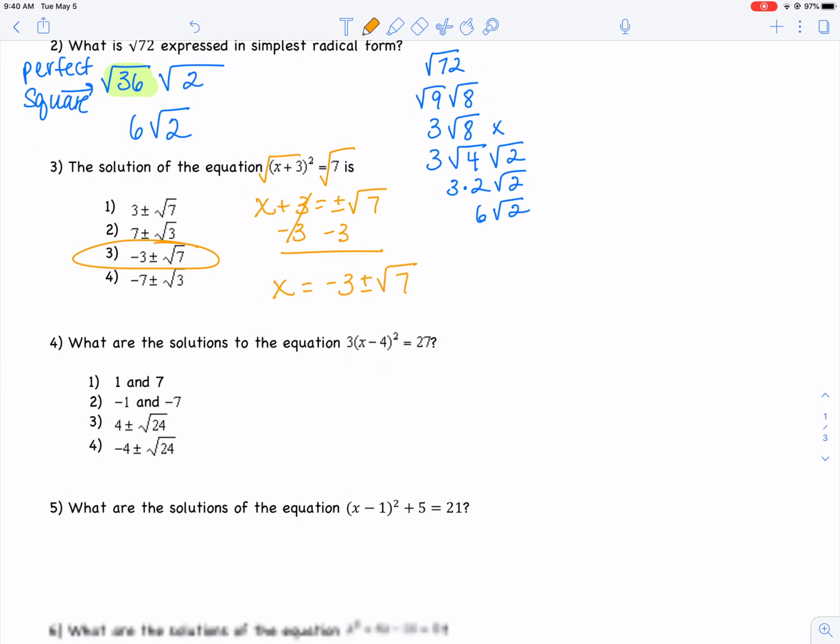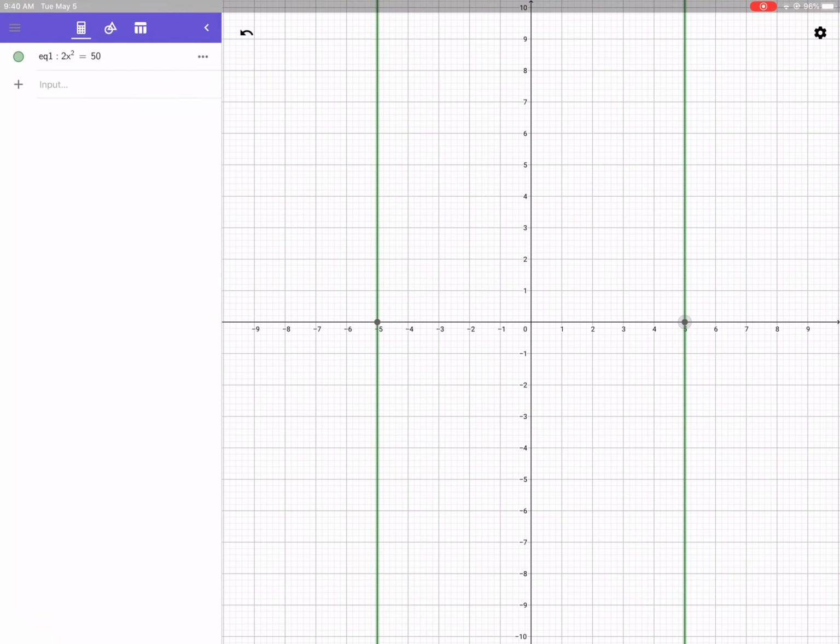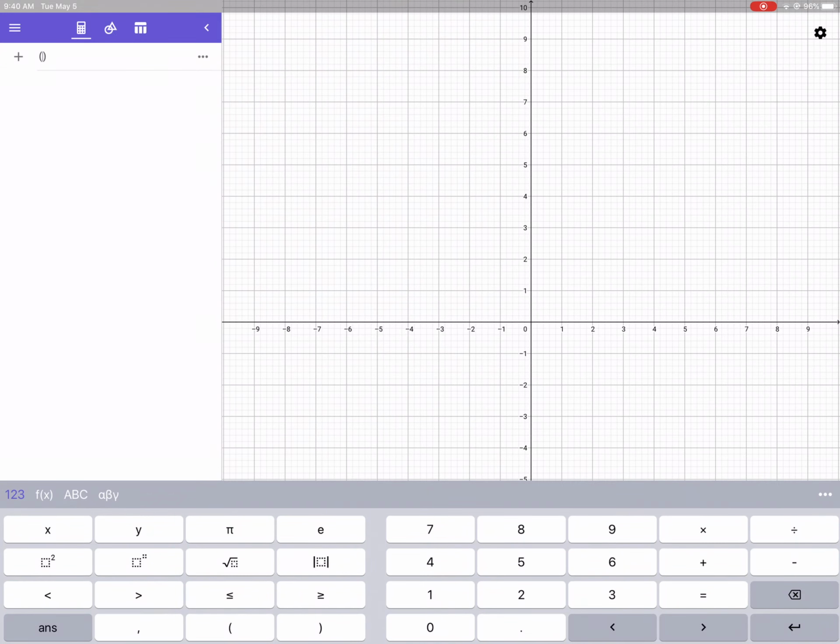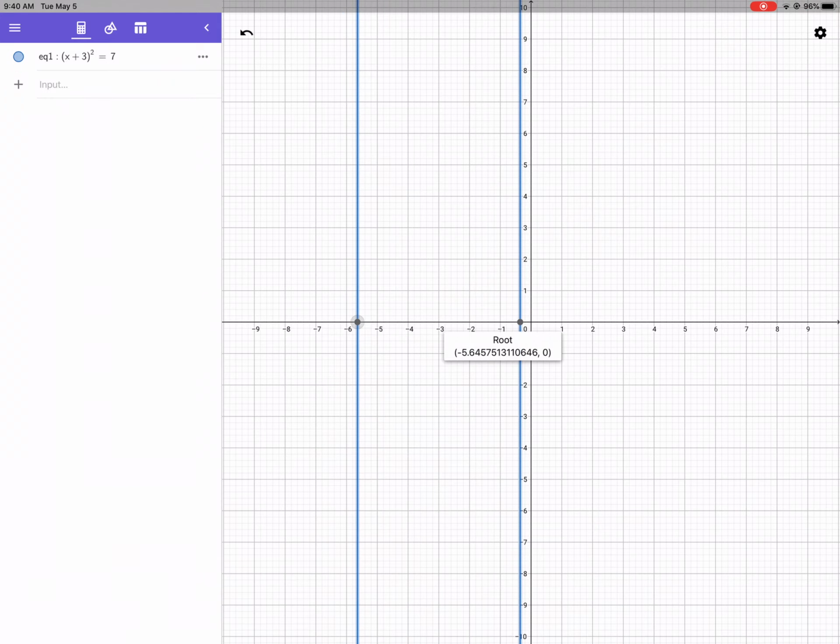Okay, I want to say something about this answer. This answer, which is negative 3 plus radical 7 and negative 3 minus radical 7, there are two roots. They are irrational. Let me just show you this. If you had x plus 3 squared equals 7, let's say I put that equation in, and I touch on my roots. Crazy irrational number. Crazy irrational number.